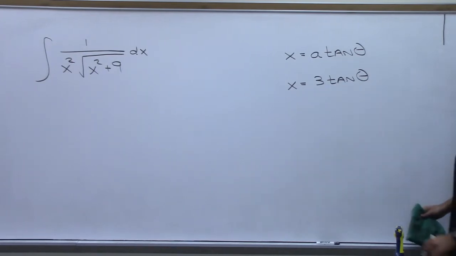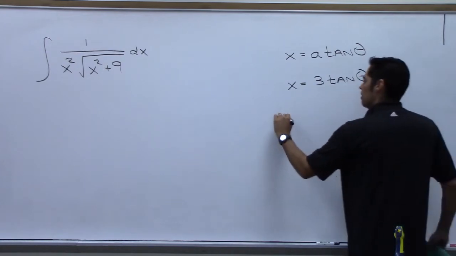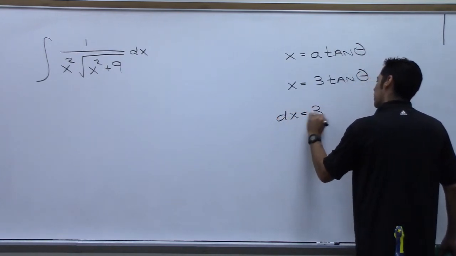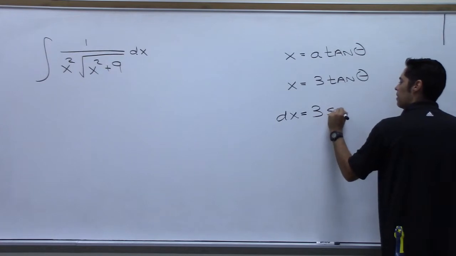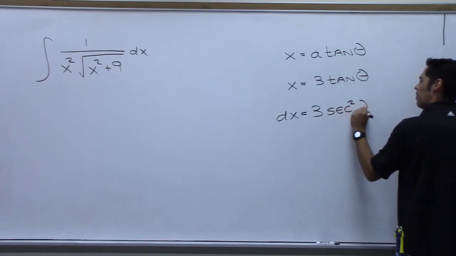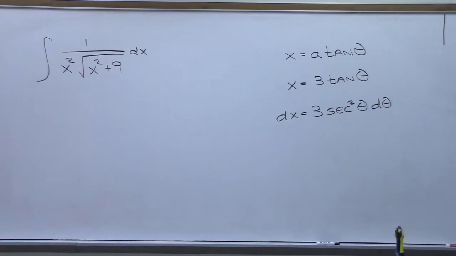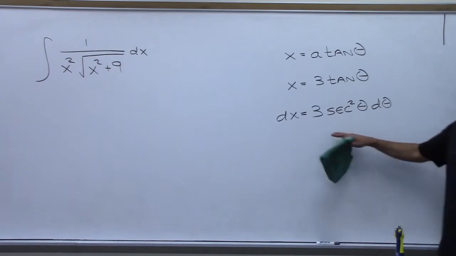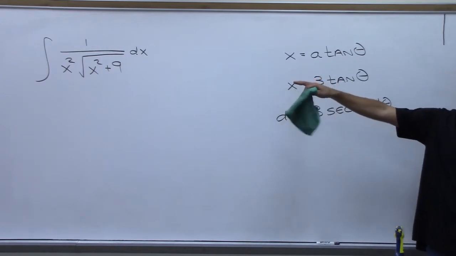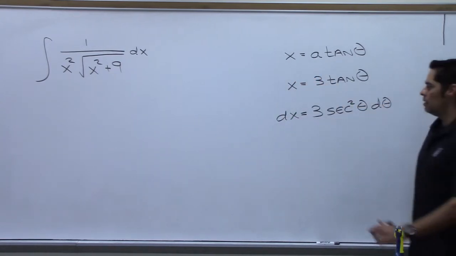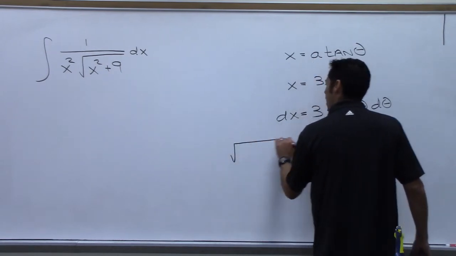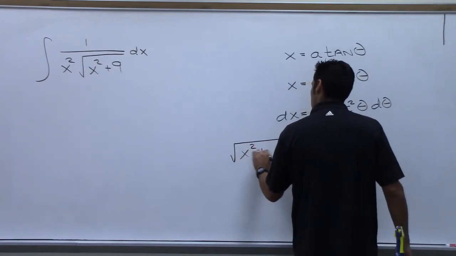Okay, so now I do my derivative on both sides. What's dx? Well, you need to know what the derivative of tangent is. Secant squared theta d theta, right? Yeah? And now for this one, I think I'm going to do my work on the side, because I'd confuse too much if I try to do it all in the integral. Let's just figure out right now, what's the x squared plus 9 going to turn into?